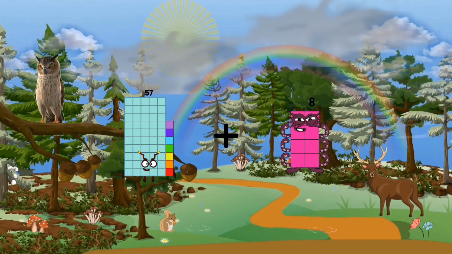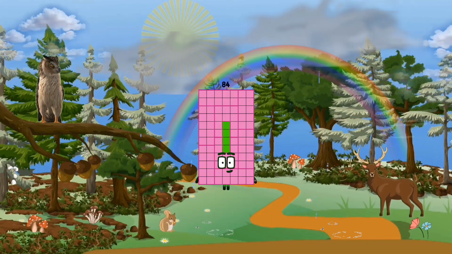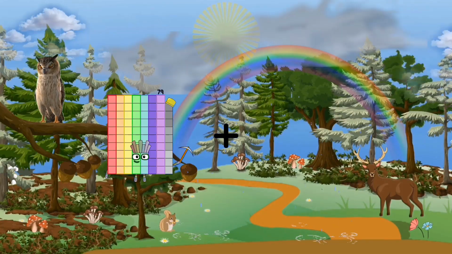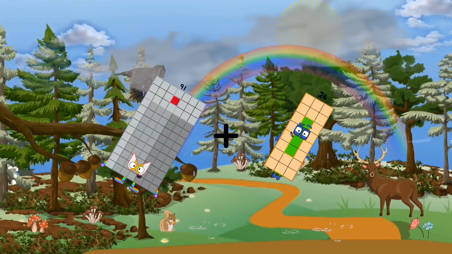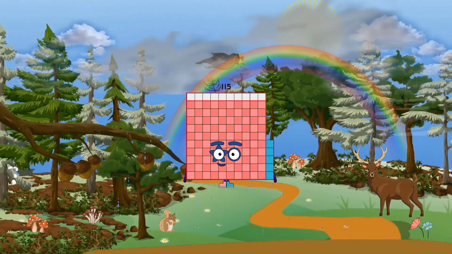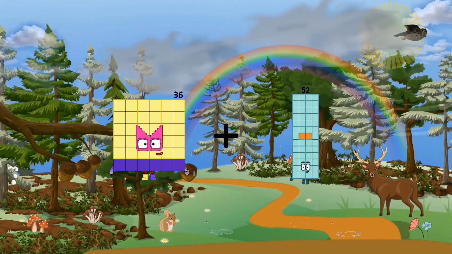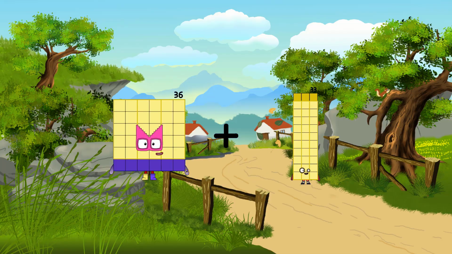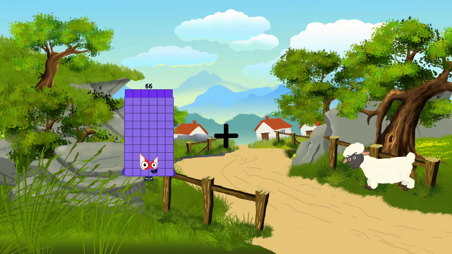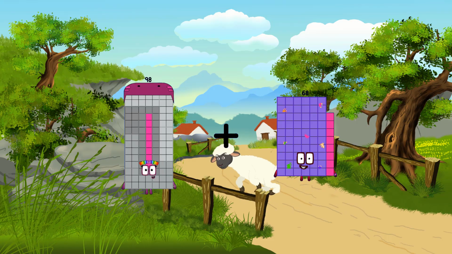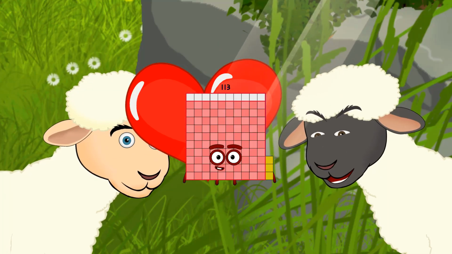57 plus 27 equals 84. 91 plus 24 equals 115. 36 plus 33 equals 69. 98 plus 15 equals 113.